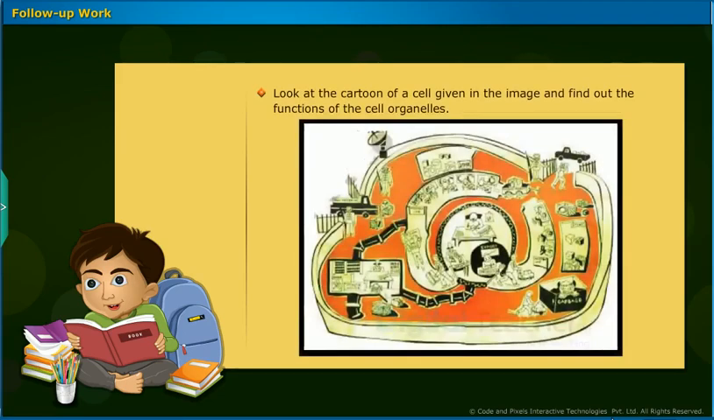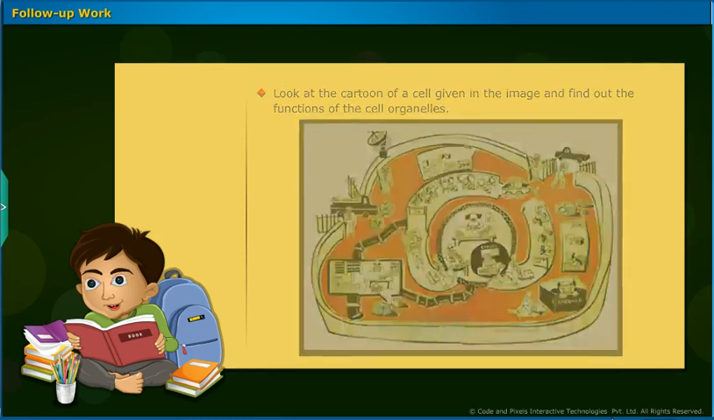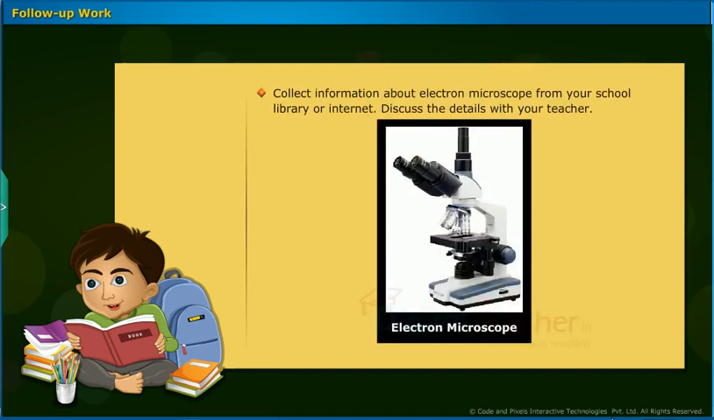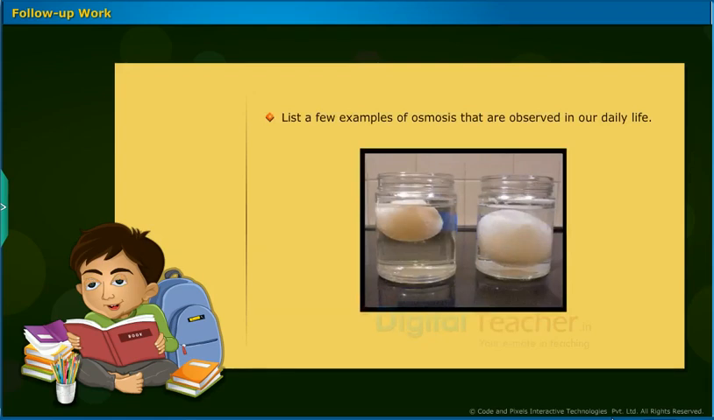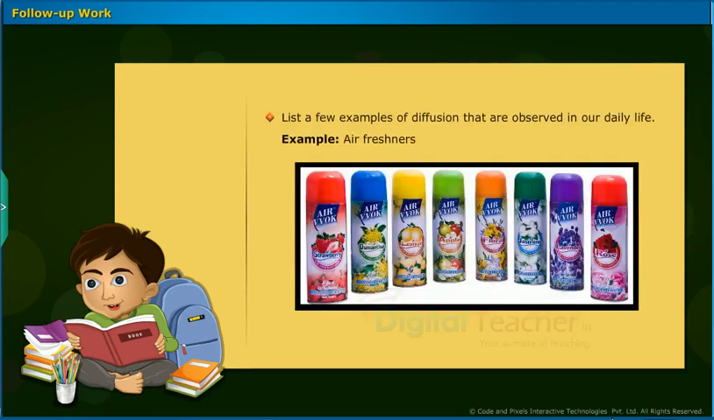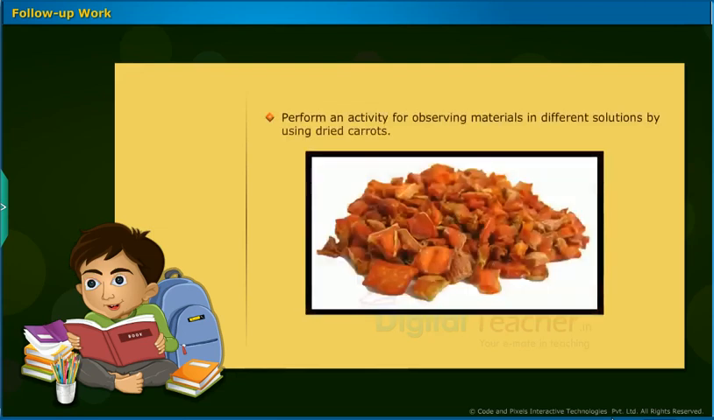Look at the cartoon of a cell given in the image and find out the functions of these cell organelles. Collect information about the electron microscope from your school library or the internet. Discuss the details with your teacher. List a few examples of osmosis that are observed in our daily life. Example is as shown on the screen. List a few examples of diffusion that are observed in our daily life. Example, air fresheners. Perform an activity for absorbing materials in different solutions by using dried carrots.